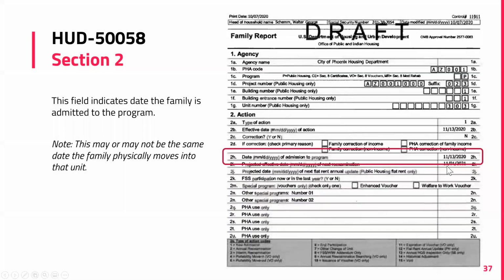The next thing is the date of admission to the program, the 2S. This is not necessarily the move-in date. This is the day that they got the voucher or they got admitted and reached the top of the waiting list and they were approved for the voucher.